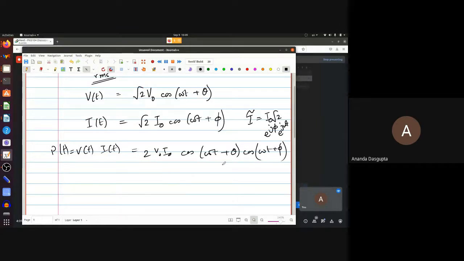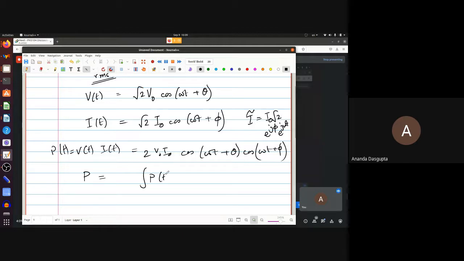But of course, this instantaneous power is rather rapidly fluctuating. In fact, if theta were exactly equal to phi, this would have a cosine square omega t plus theta, in which case you would get a fluctuation which is twice the frequency of omega. So what we are usually worried about is the average power which is averaged over a complete cycle.